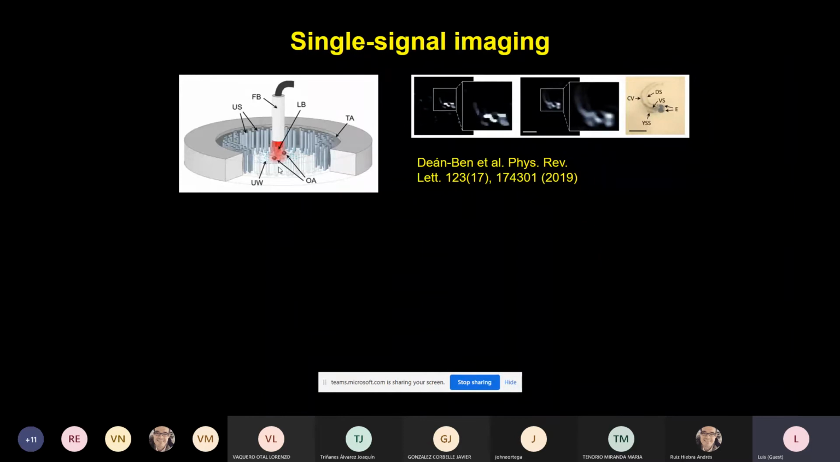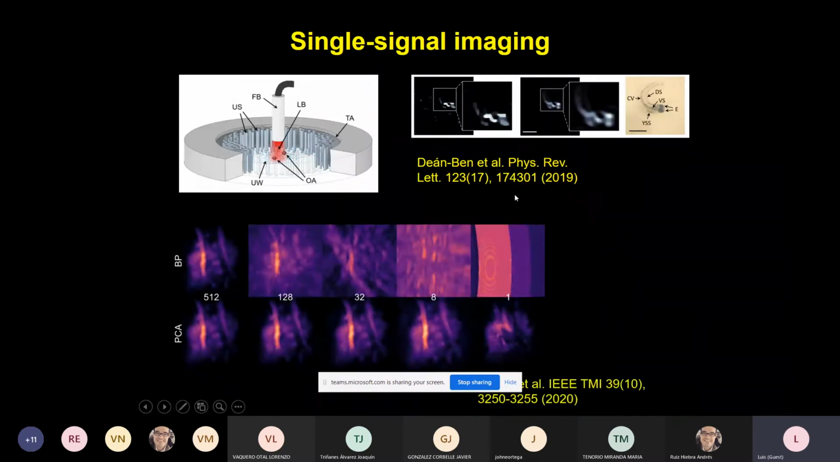Of course, it's very tricky to do this, and we only image a very simple sample here, like a zebrafish larva that you see here. But we recover the image with only one signal. This image that you see here is the image that we obtained with the full ring, 512 elements. And this on the left is the image that we obtain with only one element. It's a very simple image, just a few pixels, but still the fact that we're able to reconstruct with only one element, I think it was very nice.